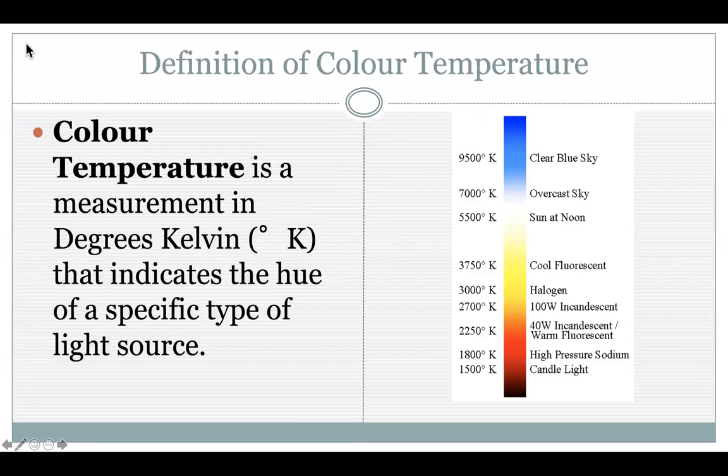Color temperature is a measurement. The actual definition of color temperature is a measurement in degrees Kelvin, and we'll talk about that in a second, that indicates the hue of a specific light source. So understand right off the bat that color temperature is a hue measurement. It is not a chroma measurement. It is not a luminance measurement. Yes, things get brighter as color temperatures change, but that's only because the hue is shifting.